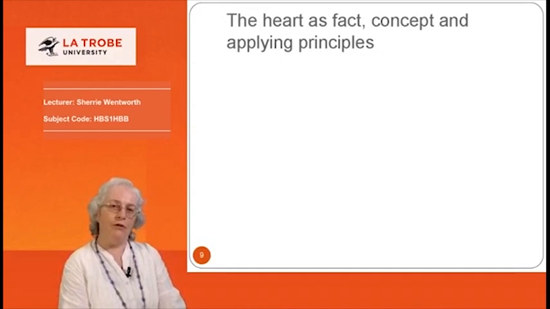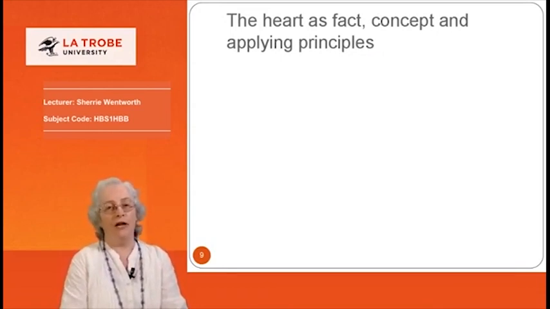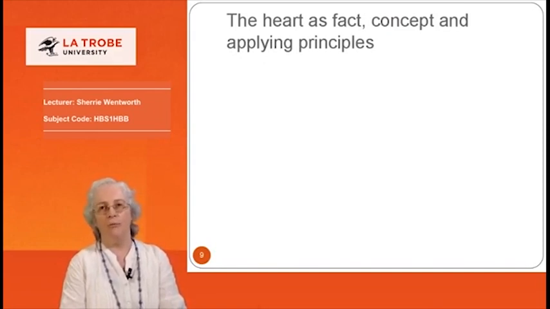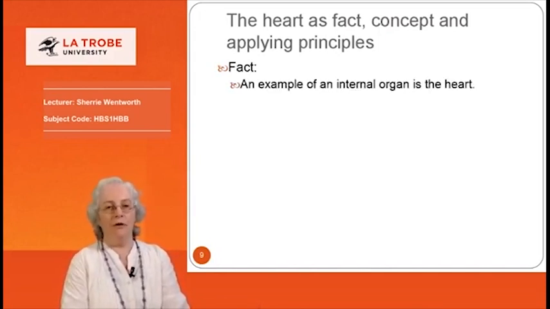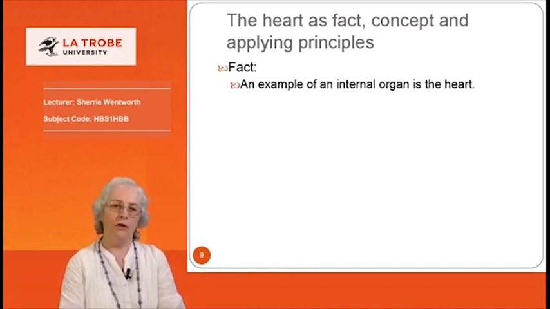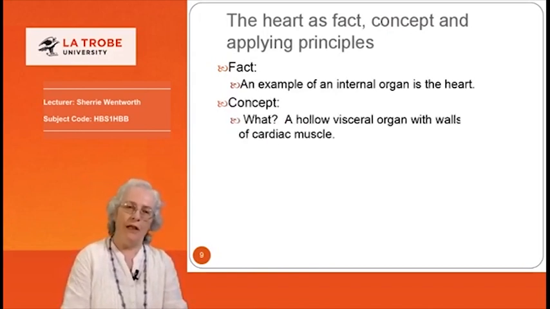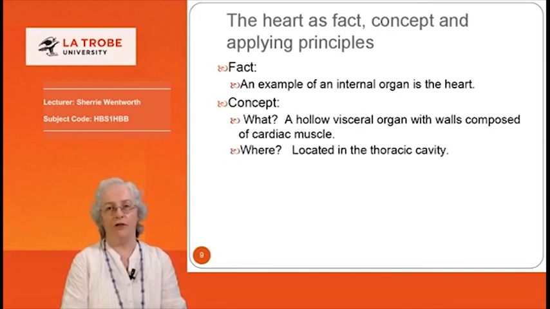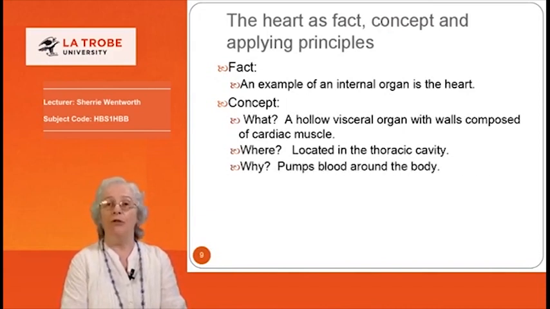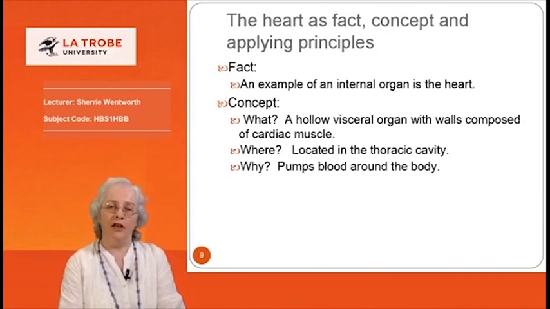Having had a go at that, thinking about the heart as a fact, I've told you we're looking at the heart, that's the fact. Thinking about it as a concept and applying principles. Hopefully we came up with the ideas of, already given, the heart is a fact, an example of an internal organ. As a concept, you would have met last year that it's a hollow organ and has walls composed of cardiac muscle. Where is it? It's located in the thoracic cavity, one of the anterior body cavities. Why is it there? It pumps blood around the body. You went into the ideas of how it does that. I'm just interested in the fact that it does.